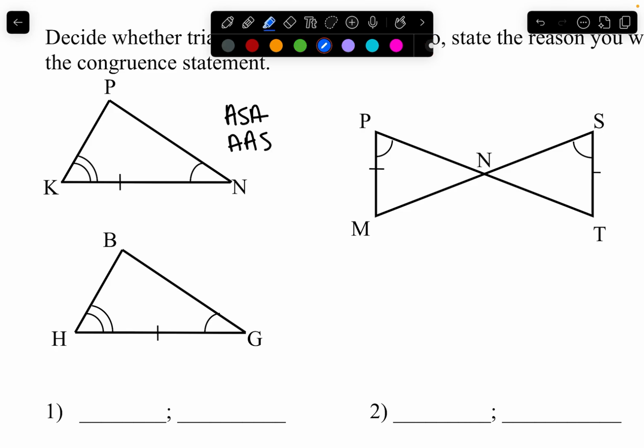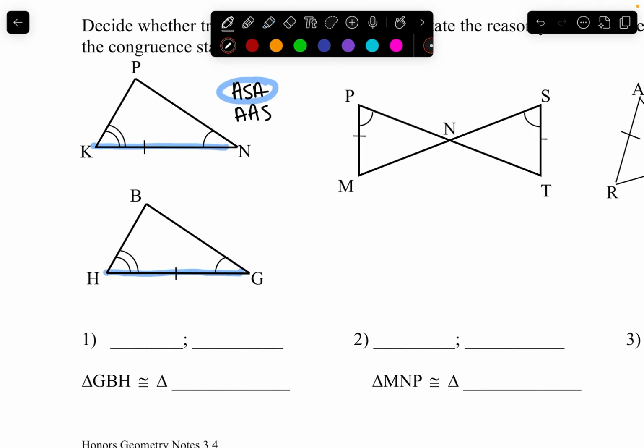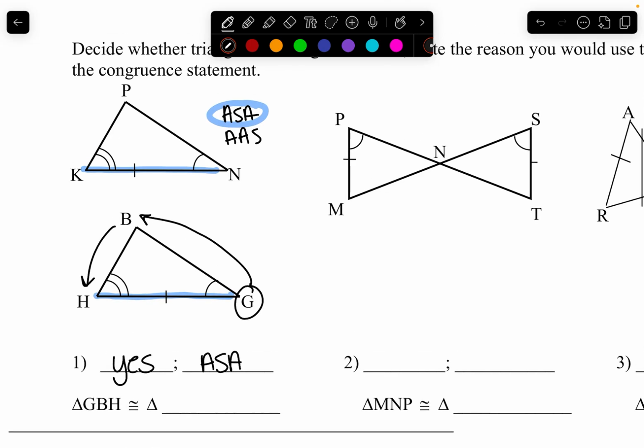So if I were to highlight the side where the 2 angles are located, notice that the side is also there, meaning that this is going to be able to be proved congruent by angle, side, angle. So we would say, yes, angle, side, angle. And then we're starting at G, moving up to B, going down to H. So G is where that single arc is.